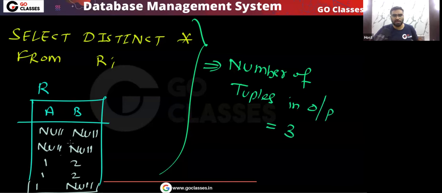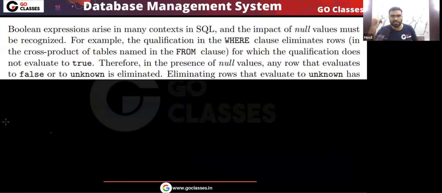Okay, is this clear? So, this is the definition of duplicate tuples in case of SQL. So, we have seen all these points. Let's move on now. So far, did you understand everything?